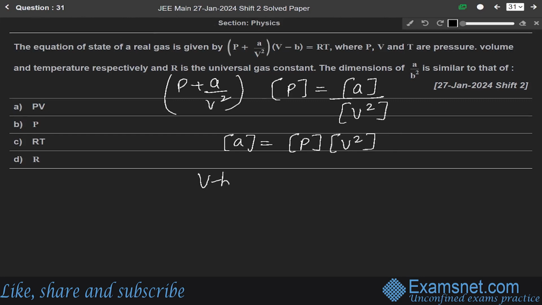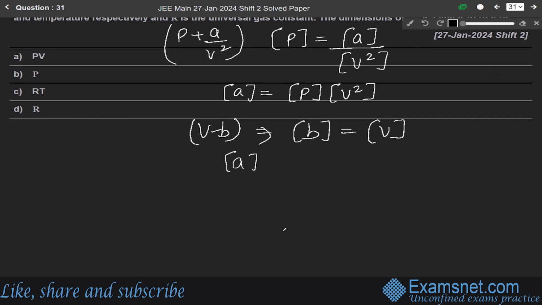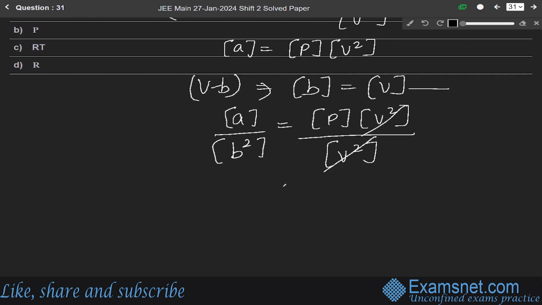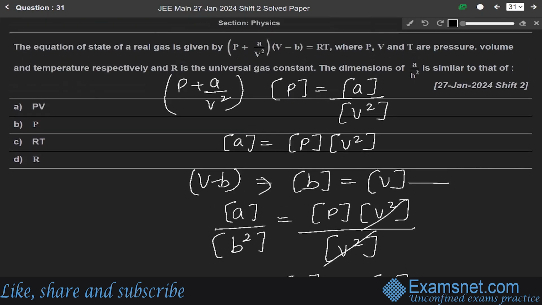And from V − B, whatever be the dimension of B, it will be equal to the dimension of V. So we have to find A/B². The dimension of A is P times V², over B², meaning V². So V² cancels out. So the dimension of A/B² is equal to the dimension of P. So our correct answer is option B, that is A/B² equals P.